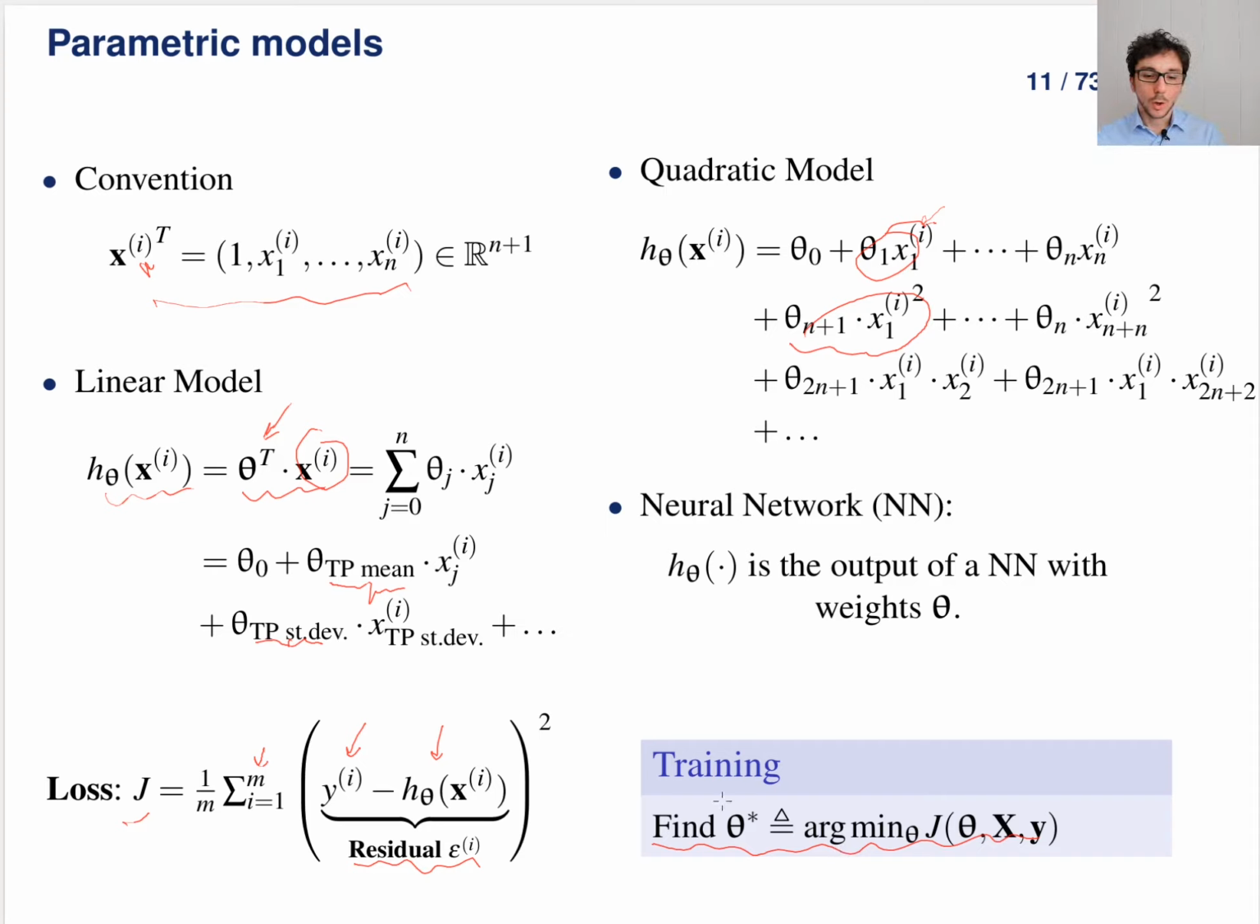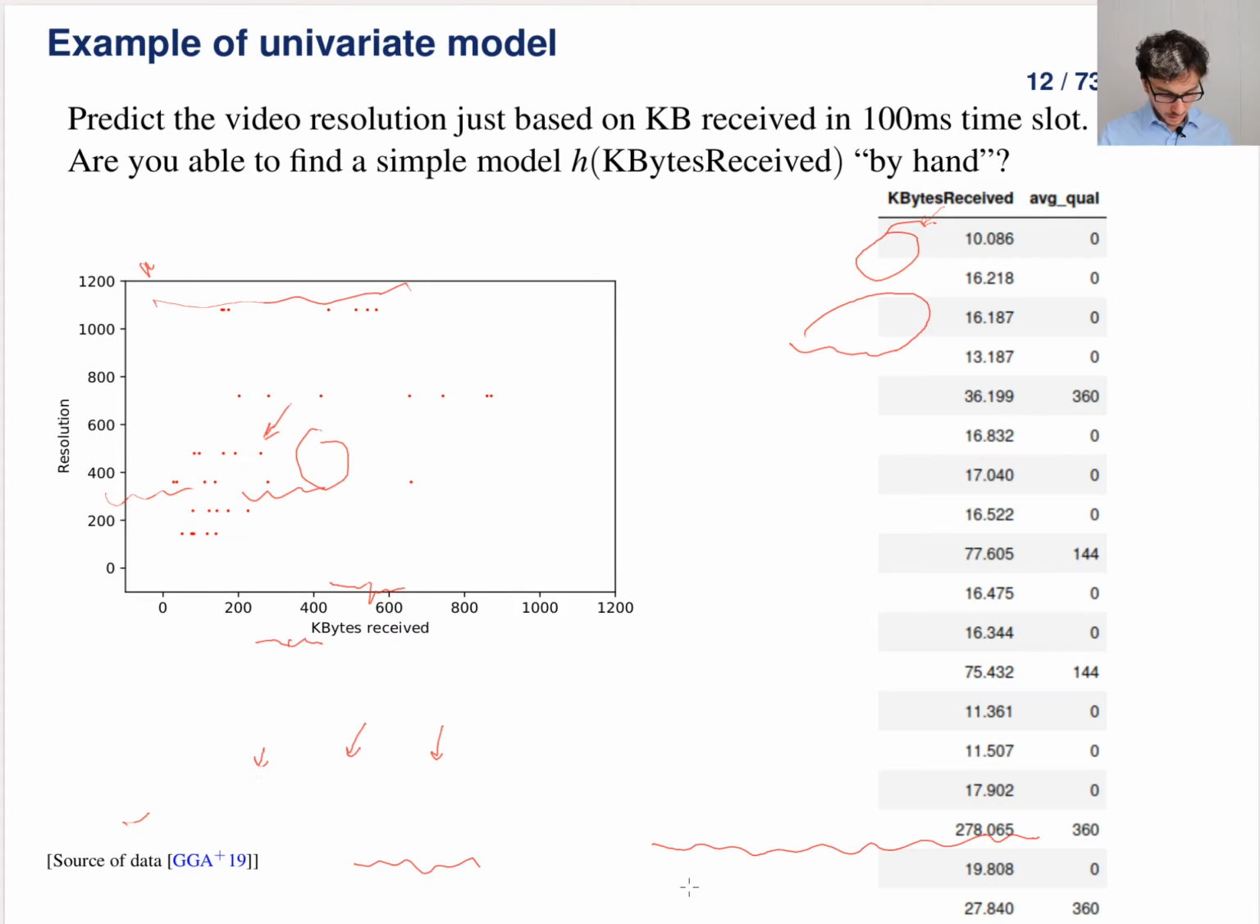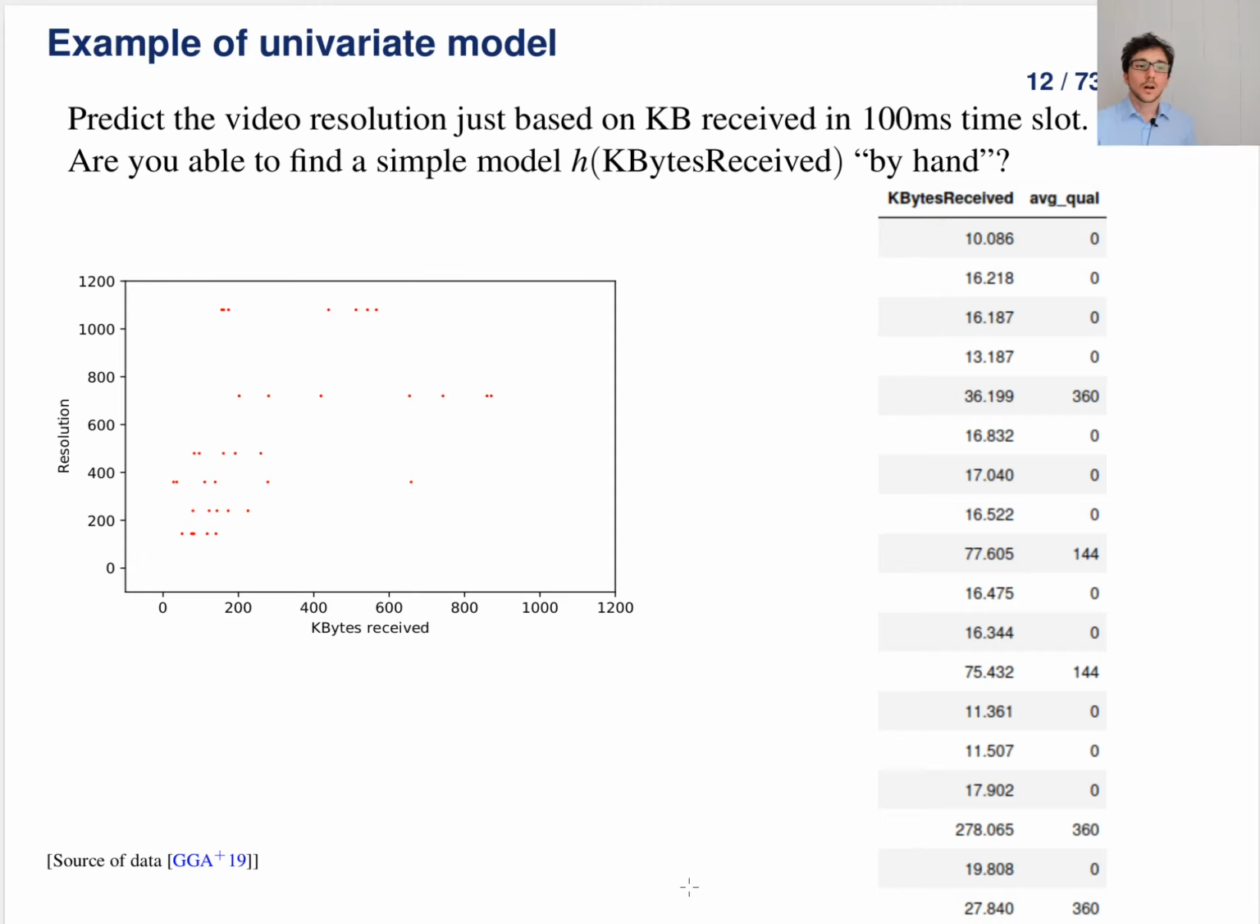Okay, so after we expressed our learning problem into an optimization problem, we can use algorithms available to solve this. And we can resort to matrix multiplication, we will see how, or gradient descent, or other techniques. So, let's give a simple example of a univariate model in which the only feature is this one. We have one feature, kilobytes received, and the label is always the resolution of the video.